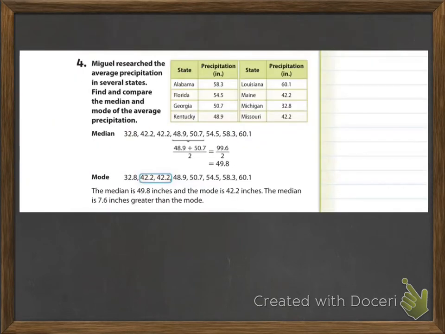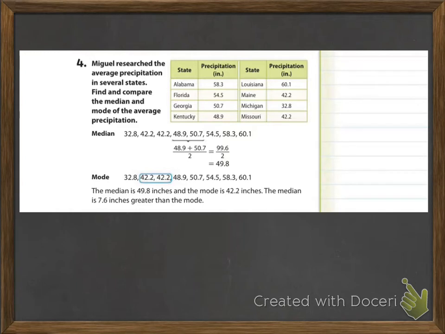All right, so go ahead and look at example 4. Miguel researched the average precipitation in several states. It says to find and compare the median and mode of the average precipitation. Okay, so here you have 8 different states that they listed from Alabama all the way to Missouri. And you can see their precipitation, which happens to be like water, or rainfall, I should say.